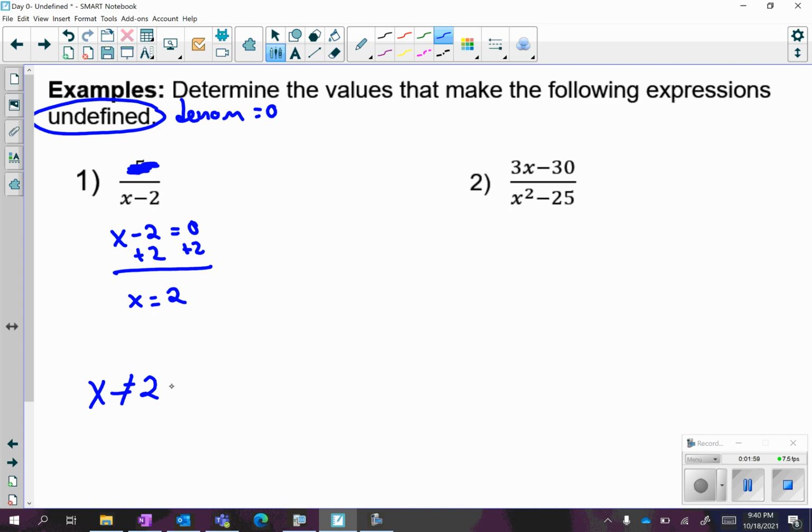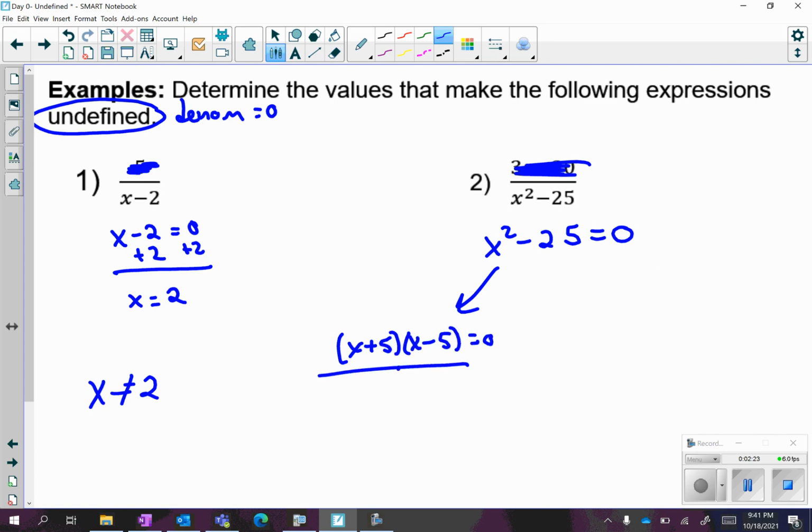Try the next one. I don't care about the numerator because we're only talking about where it's undefined. I'm going to take the denominator and set it equal to 0 and solve. Now you could do this one of two ways. You could factor with dots, and you get that x is equal to -5 and x is equal to 5. Or you can just solve the equation by bringing the 25 over to the other side.